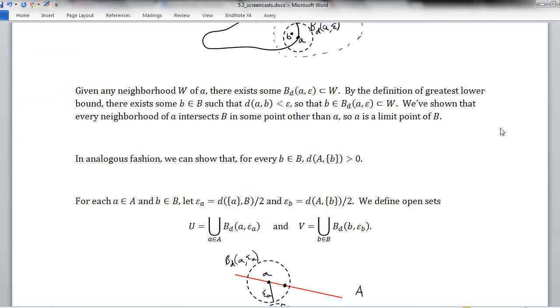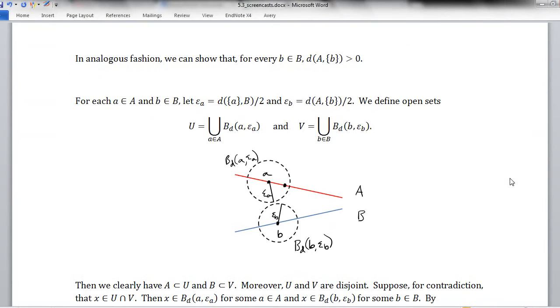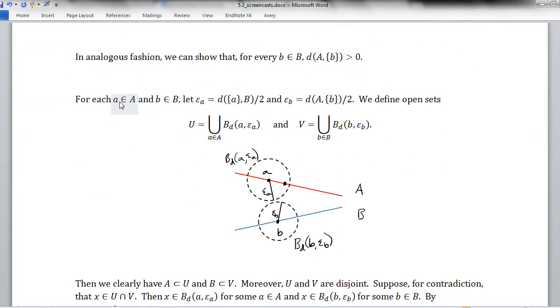If you just flip the argument around, you can show that for every b in B, the distance from the set A to the single point set b is also positive. And okay, so for each a and b, let's define these epsilons to be the appropriate distances, in this case from the point a to the set B, divided by 2, and the same thing here, the distance from the set A to the single point set b, divided by 2.